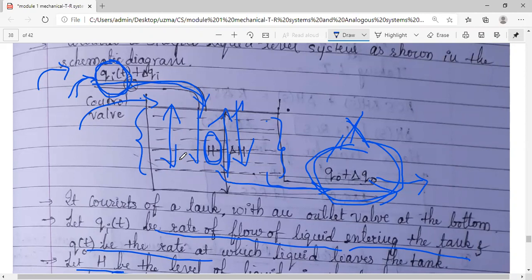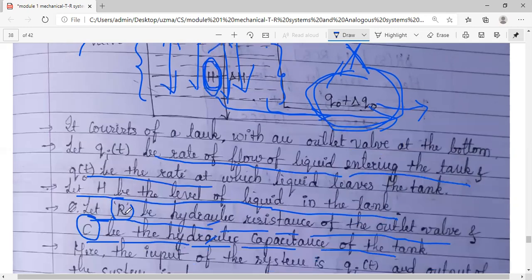Similarly, in the case of mechanical systems, whenever a torque or a force is applied, how did you used to analyze? No doubt the bodies will move because of the application of the force or the torque. But that body movement we won't take. We will consider displacement as the resultant. So here the resultant value is the change in the height of the liquid level inside the tank. Hope you understood this.